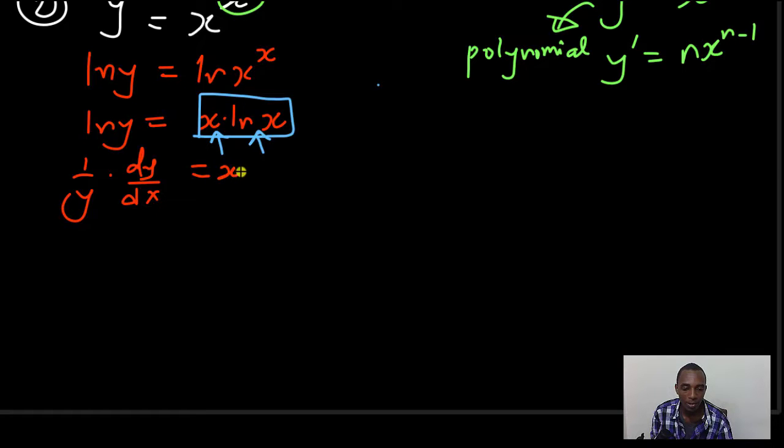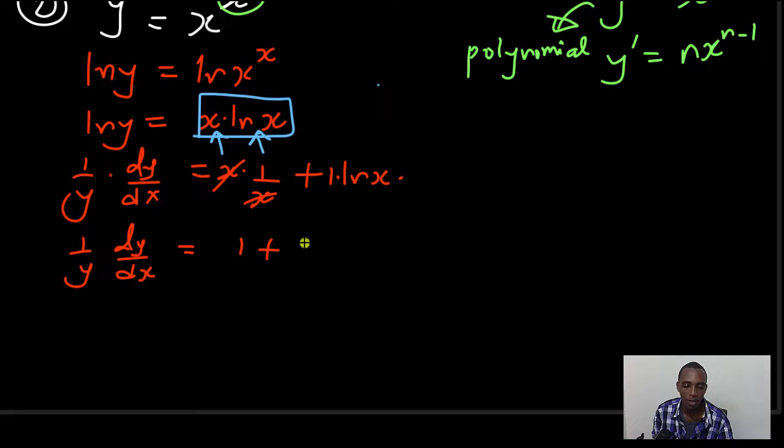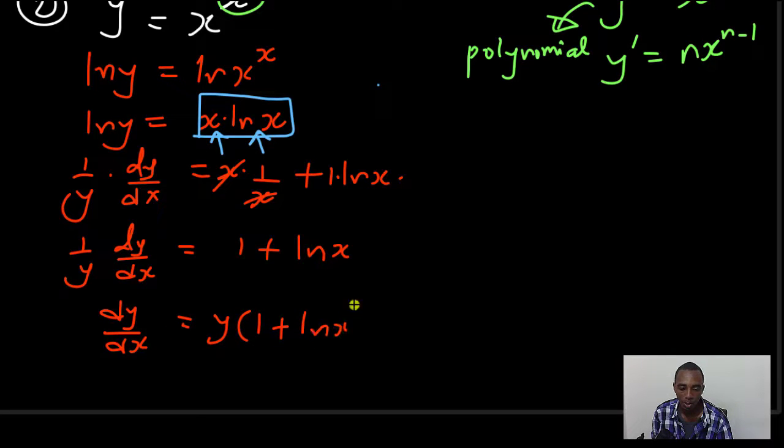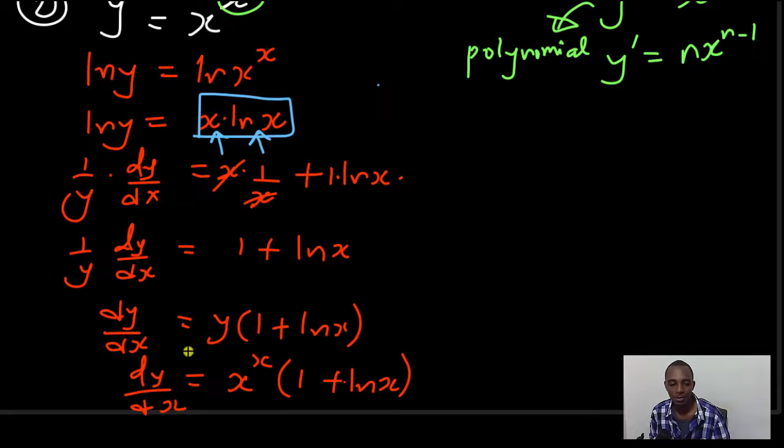Alright, so let's proceed and apply the product rule here. So if I keep x constant, the derivative of natural log of x is 1 over x, plus if I keep natural log of x constant, the derivative of x is just 1, so we've got this, so 1 over y times dy dx equals, so this x cancels with this, we have 1 plus the log of x, and finally dy dx is equal to y times 1 plus the natural log of x. So I just substitute for y to complete this. y is x to the power x times 1 plus the natural log of x. So that's our derivative of x to the power x.